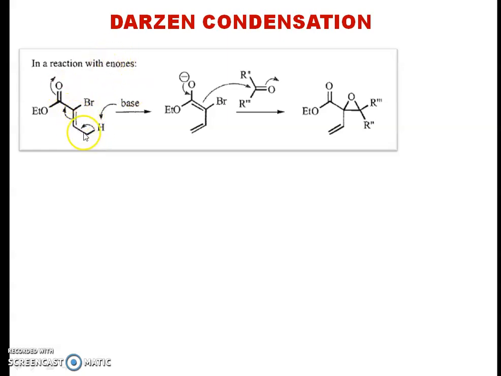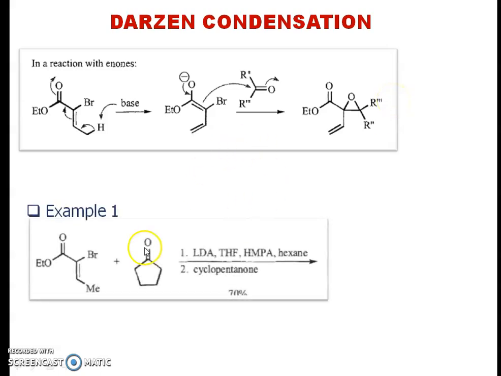This is an enone, called an enone with alpha hydrogen. With hydrogen here, in the presence of base, it can undergo a rearrangement like this. The hydrogen can be deprotonated and it forms a double bond here. Then it can form an enolate like this. This enolate can be added to the carbonyl and it forms an epoxide.